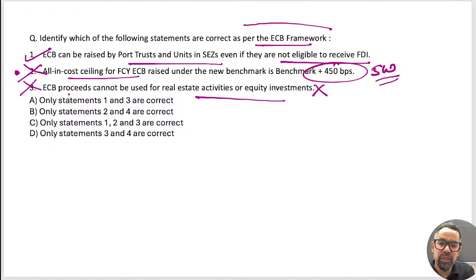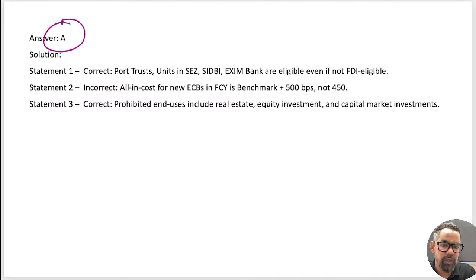So we have to find the correct one. No, ECB proceeds cannot... Okay, sorry. It is mentioned cannot. Sorry, guys. So this is true. 1 and 3 means again option A will be the right answer for this one. All-in cost is 500 BP. Yes, so 500 BPS is the all-in cost in this particular case.